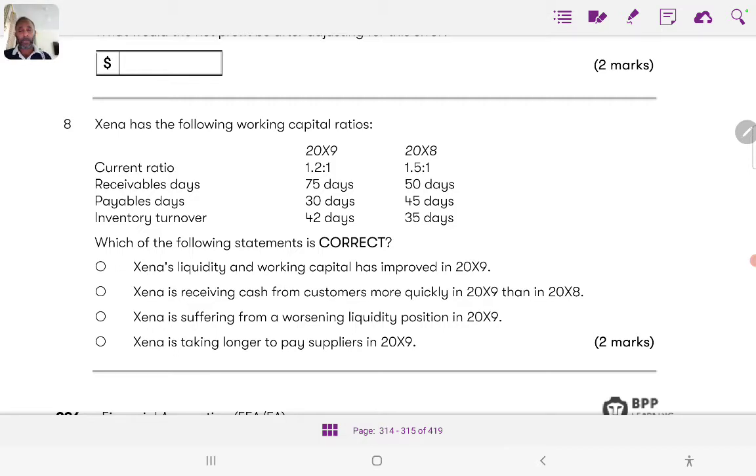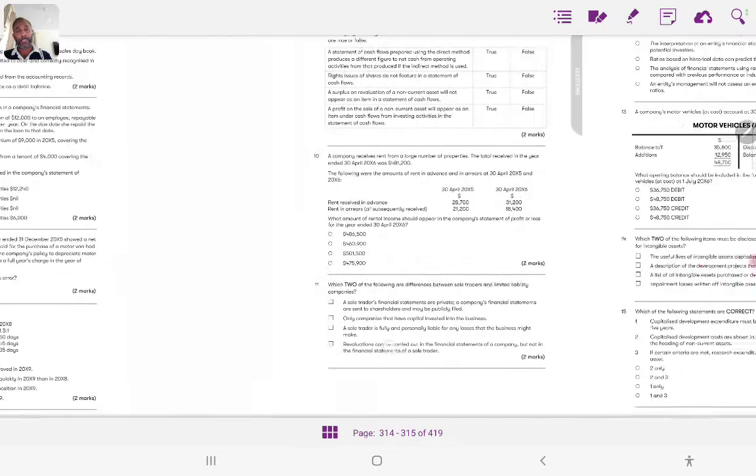Anyway, when you look into the question, what they want is: which of the following statements is correct? Xena's liquidity and working capital has improved in 2019. No, wrong. Xena is receiving cash from customers more quickly. No, that is wrong. Xena is suffering from a worsening liquidity position in 2019. That's the correct answer. Xena is taking longer to pay. That is also wrong. So that question tells us that.